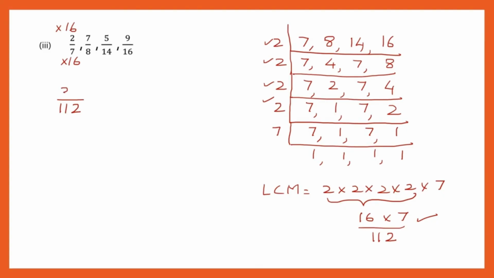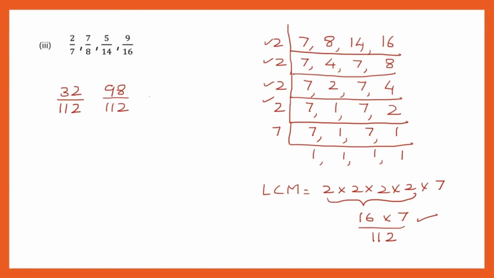16 2's are 32. So that is our first fraction. Let's move on to the second one. 8 into what will give us 112? 8 into 14. So we have to multiply 7 also by 14. Right? So our denominator is already 112. 7 into 14 is 98. So we got our second fraction, 98 by 112.